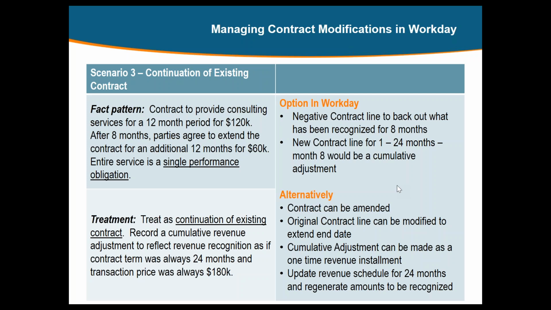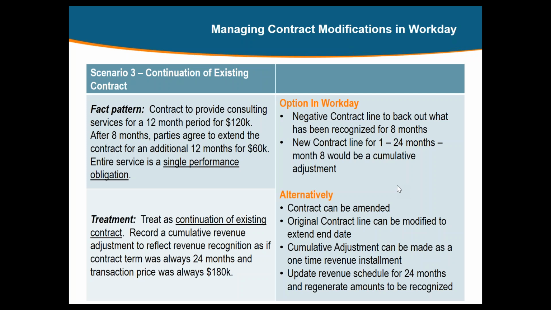So the first option I have listed here, you would, again, amend the current contract. And the way to do the back out would be to add a new negative contract line, which is allowed in Workday. And that would basically back out all the revenue that you've recognized so far. You would also then add a new contract line for the entire duration of the contract, and you can add that. And then to handle the cumulative adjustment, the revenue adjustment that we were talking about, you would add a cumulative adjustment revenue installment for month 8.